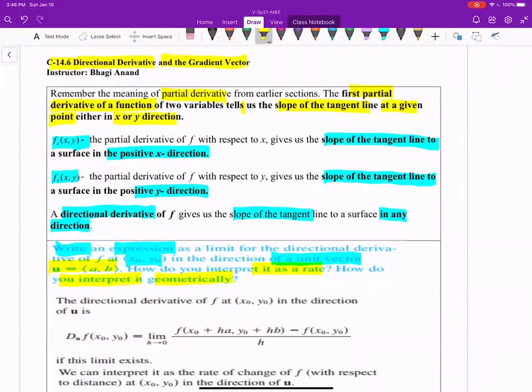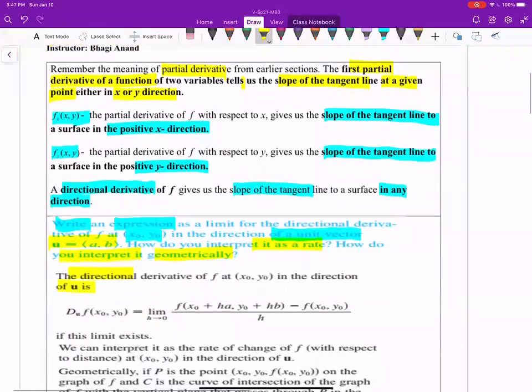So the directional derivative of f at x0, y0 in the direction of u, keep in mind u has components a and b. Then we write directional derivative as D sub u of f at x0, y0, which is the limit as h approaching 0 of f of x0 plus ha, y0 plus hb minus f of x0, y0, divided by h. Here a and b are the components of the unit vector u, or the directions of the unit vector u.